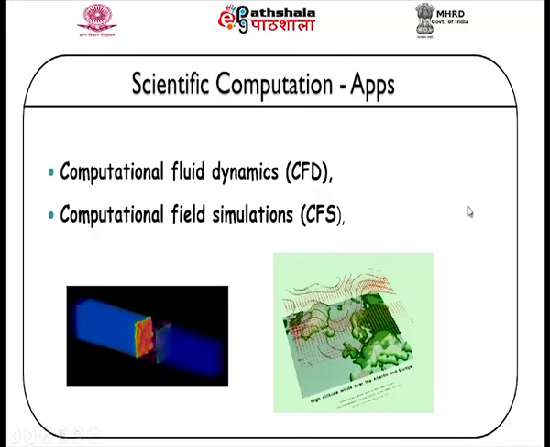Other application areas of scientific computation lie in the field of computational fluid dynamics and computational field simulations. If you look at these two figures, here you can see a tubular structure wherein you can represent the entire flow of the fluid within this tubular structure, how it happens and what happens to the flow, in the form of a simulation. Similarly, we can show field simulations as visualizations also.